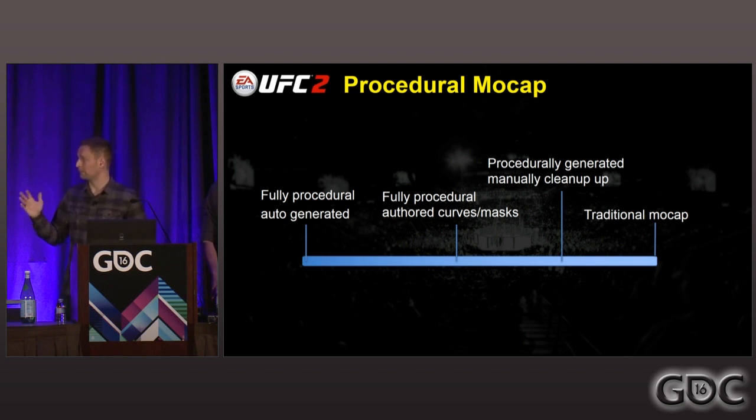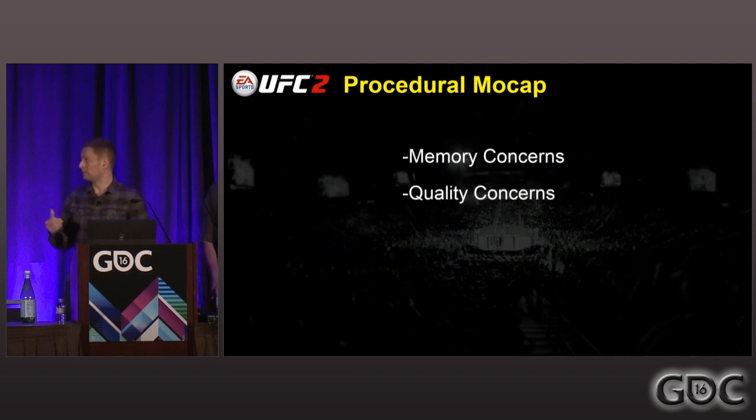I was aiming for fully procedural because you get all the memory savings from that, and obviously a lot less work. But we were sitting in a place where we knew not everything was going to work that way. What we didn't know is how many would fall in which part of the spectrum. So we had the following concerns coming out of pre-pro. Huge memory concerns, because if we have to do a tenfold increase in animations without increasing our memory budget, we just can't do this feature.